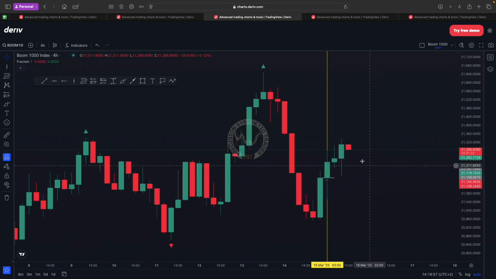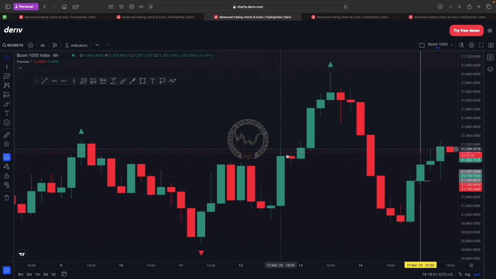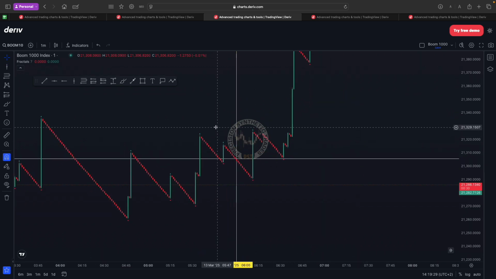Let me just show you another example on boom and crash. Here's a red candle here, a 4-hour candle. This candle closed above this candle, so we are going to wait for this one to close. Let's just mark out the start of the new candle and let's go down to the 1 minute. As you can see here, this was the closing price, and the new start of a 4-hour candle.